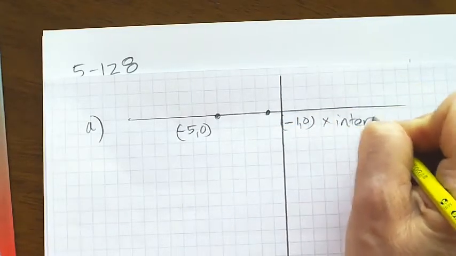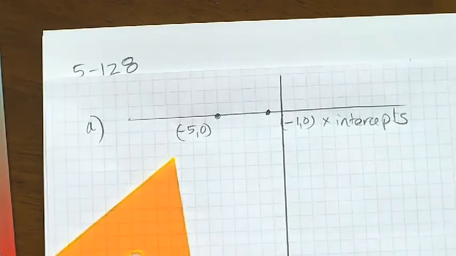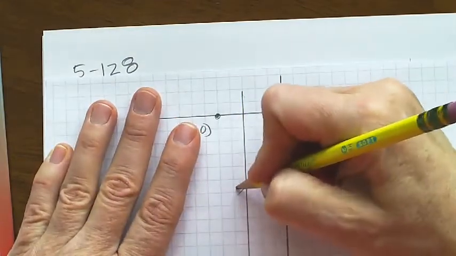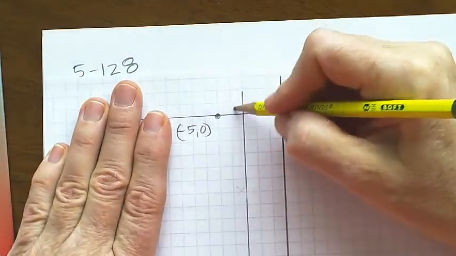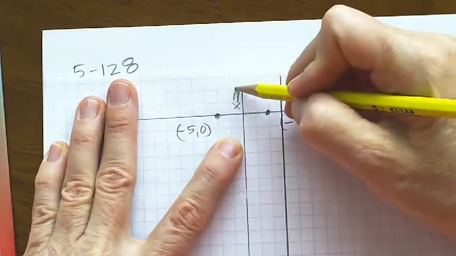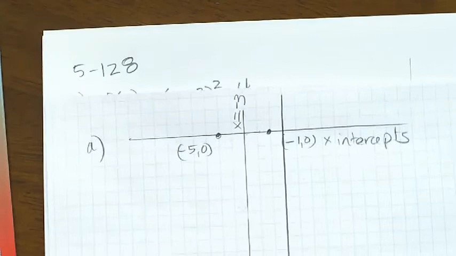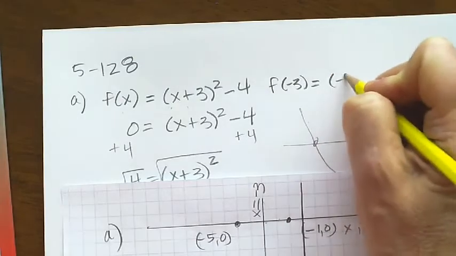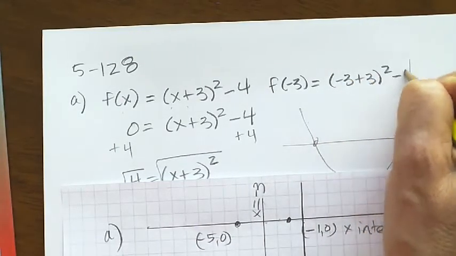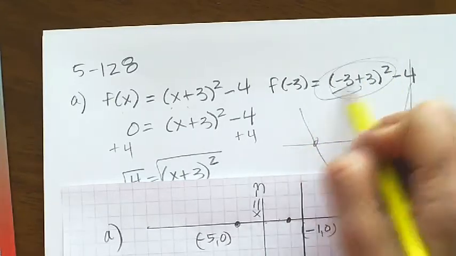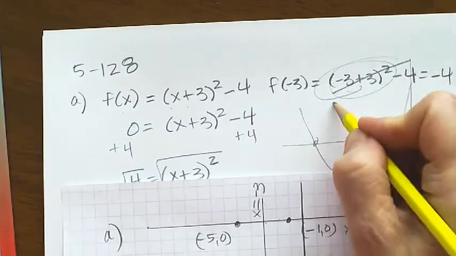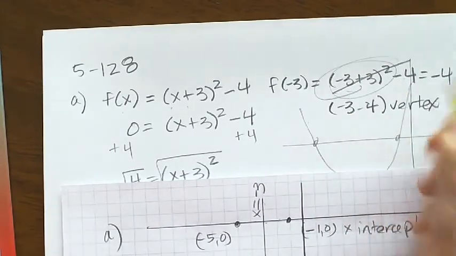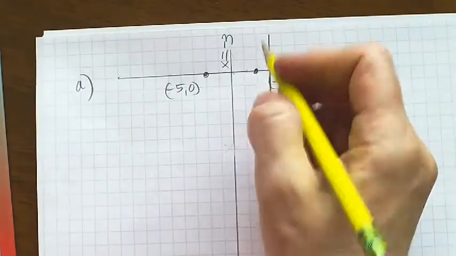Okay, x-intercepts. So I know my vertex is going to be along the line of symmetry, which would be along the line x equals negative 3. So let's quickly plug in negative 3 and do f of negative 3. So that would be negative 3 plus 3 squared minus 4. That's 0. 0 minus 4 is negative 4. So negative 3, negative 4 is my vertex. And I'm going to graph that.